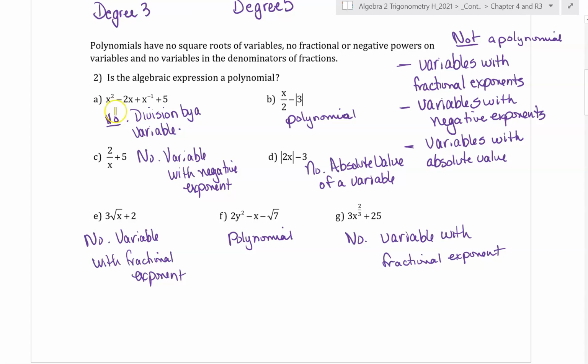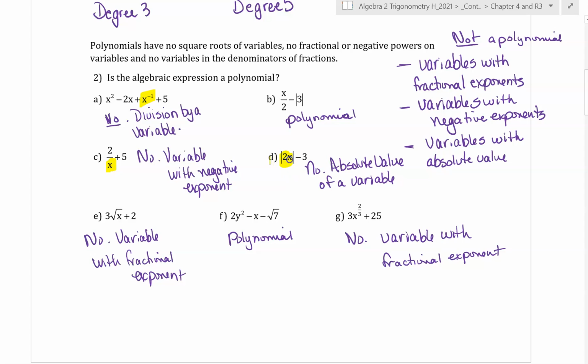Notice number A was pretty straightforward because we have a negative exponent, which is division by a variable. Over here, there was an absolute value, but that's fine because that's an absolute value of a number. The absolute value of 3 is 3. It's not the absolute value of a variable. Over here, that would be a negative exponent.